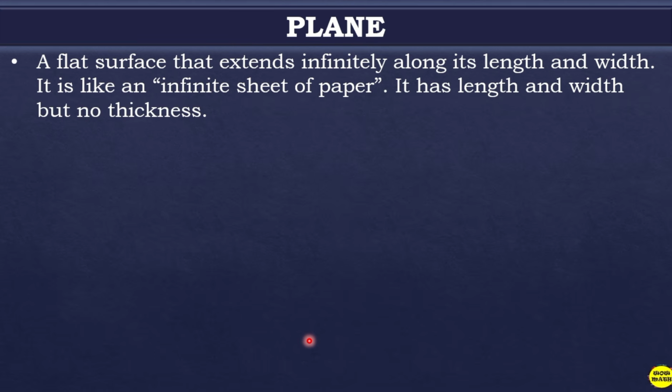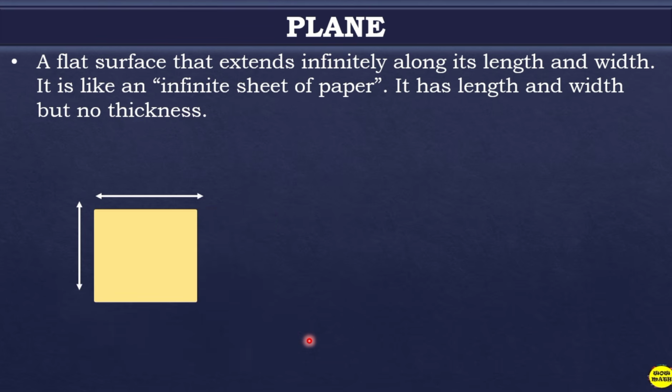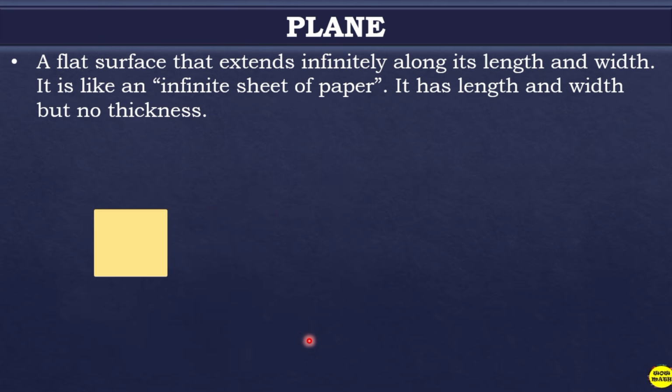Okay? So, try to imagine an infinite sheet of paper. Halimbawa, ito yung papel. Nag-extend yung length at width niya. So, yun po ang plane natin. Halimbawa, ang square, that is a plane kasi flat surface yan. A triangle, that is a plane kasi flat surface. Pero kung ang square mo naging cube, hindi na po yun plane. Kung ang triangle mo ay naging pyramid, hindi na po yun plane.